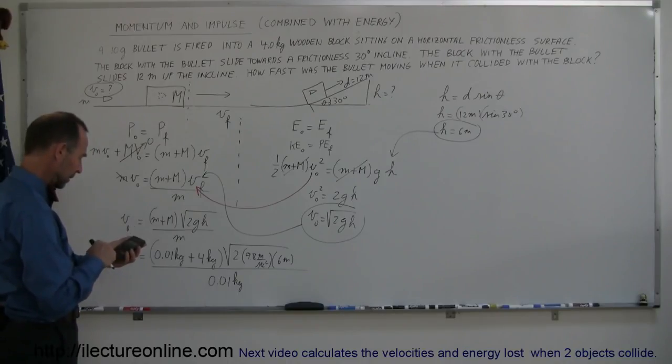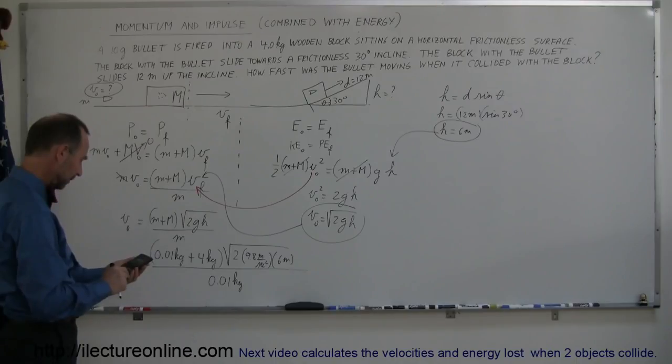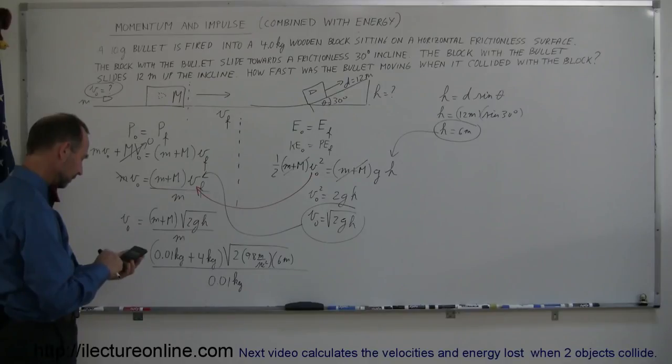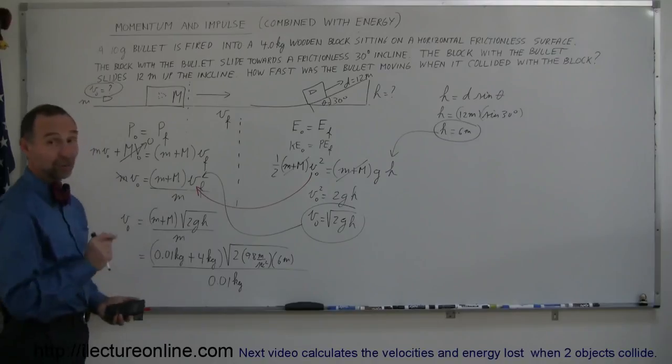19.6. We multiply that times 6. We take the square root of that. There we go. Sounds about right. And then we multiply that times 4.01. And then we divide that by 0.01. That's the same as multiplying times 100. And sure enough, wow, that's quite a velocity.